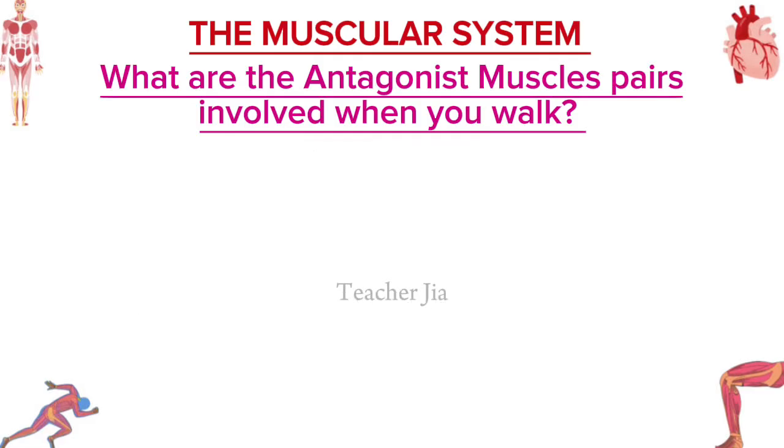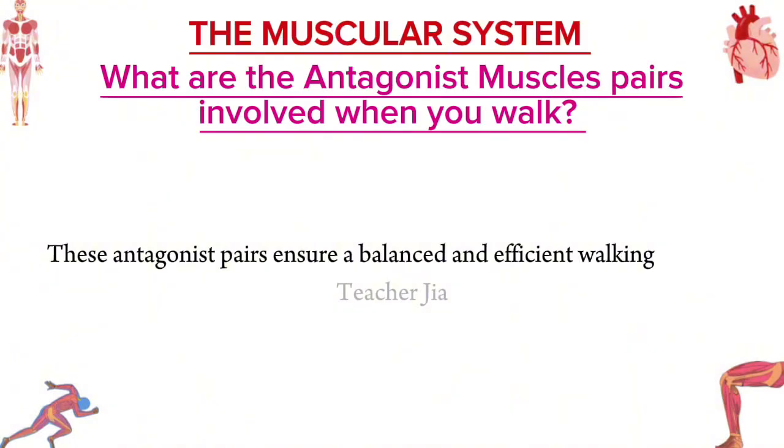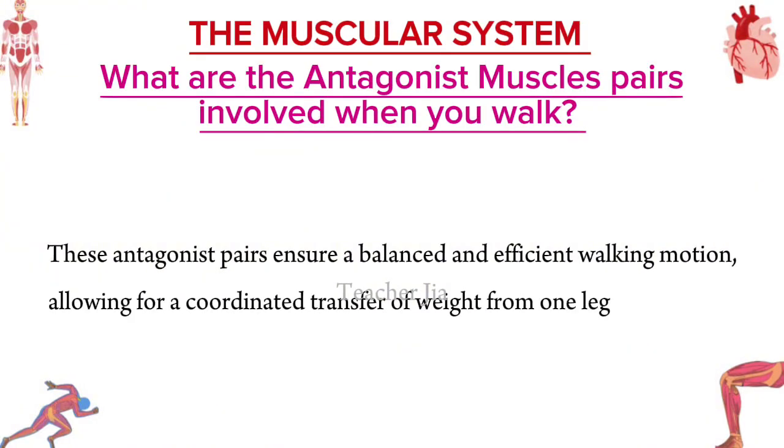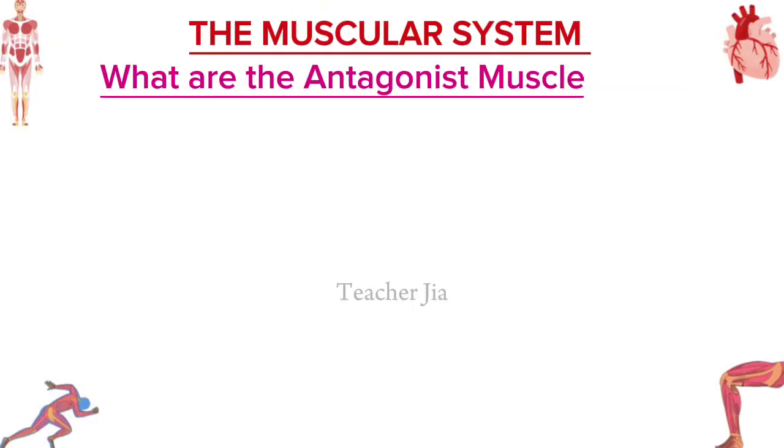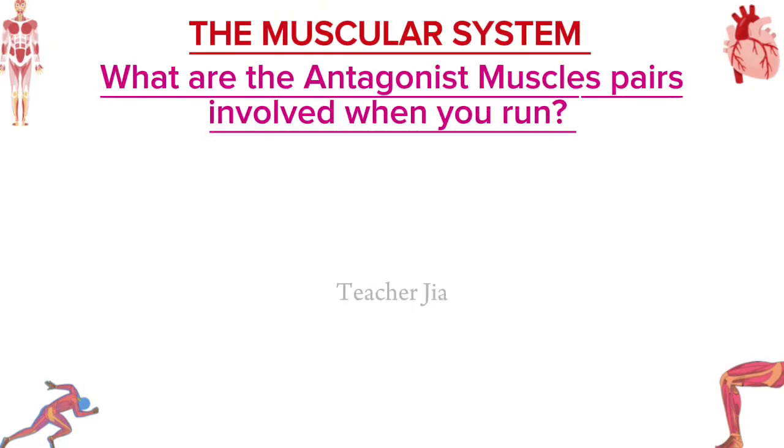So all in all, these antagonist pairs ensure a balanced and efficient walking motion, allowing for a coordinated transfer of weight from one leg to the other. So when you are asked what are the antagonist muscle pairs involved when you walk, I hope you'll have the right answers to give your instructor. So let's move to what are the antagonist muscle pairs involved when you run.